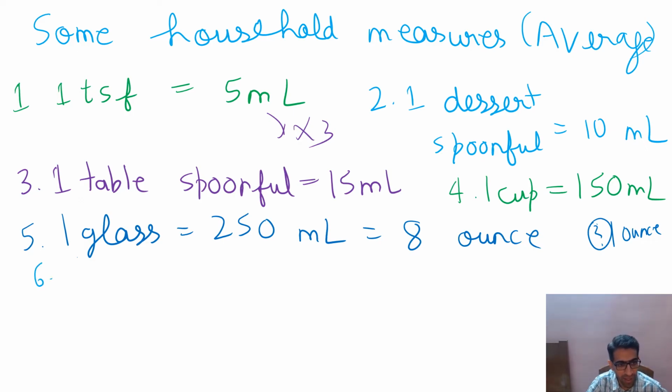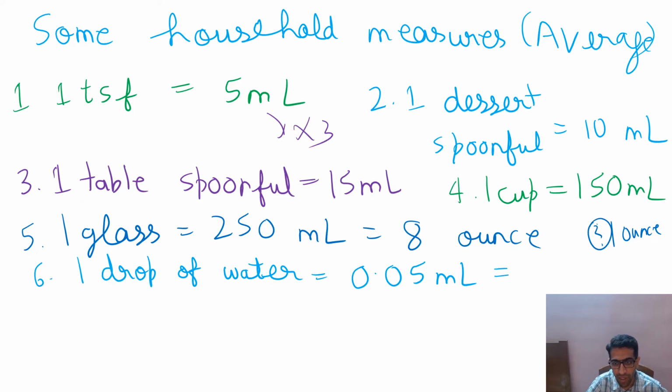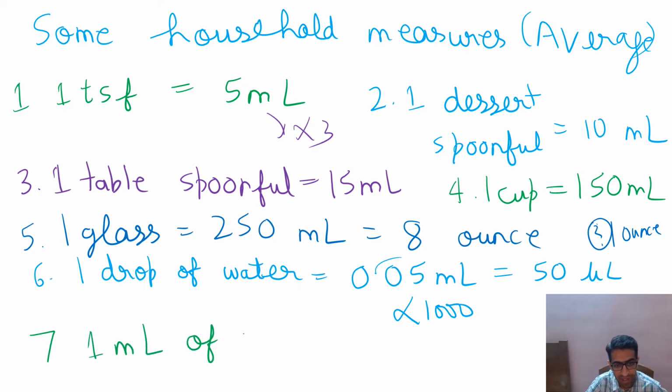Then 1 drop of water. This is a favorite question in MCQs, USMLE, PLAB, NEET PG, or for that matter, foreign medical graduate entrance exams. It's 0.05 milliliter, or can be also equal to 50 microliter. How come? You just multiply this by 1000 and then you get this. You remove the decimal, 10 more here. Clear concept? Great. Then last but not the least, what is 1 milliliter of water? This is one of the favorite questions. So 1 milliliter of water is equal to 15 drops.